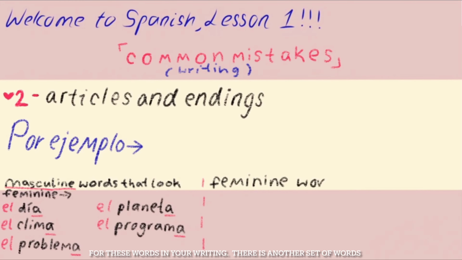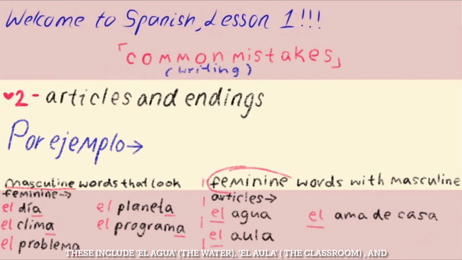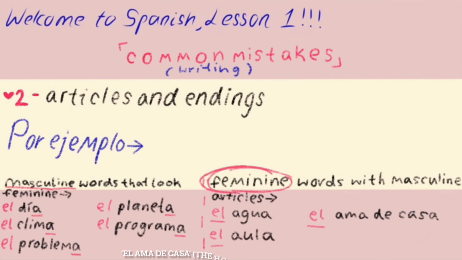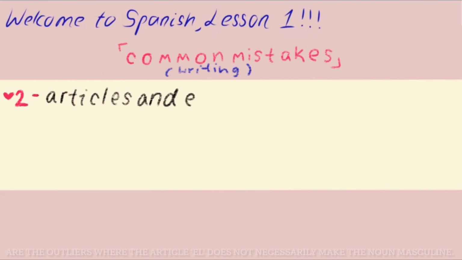There is another set of words which end with a and are in fact feminine but have the article el. These include el agua, the water, el aula, the classroom, and el ama de casa, the housewife. The reason that the article el is used is because all these nouns begin with a, and so it's just easier to pronounce using el. So remember, these are the outliers where the article el does not necessarily make the noun masculine.